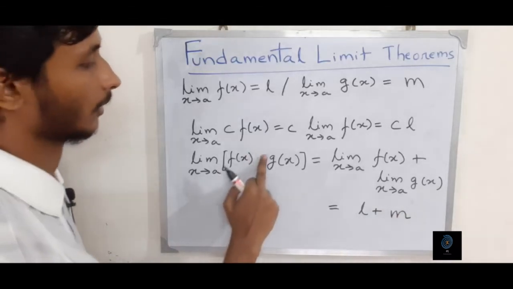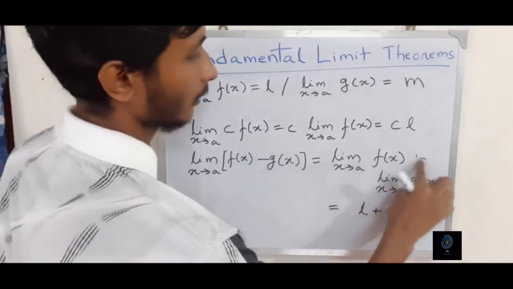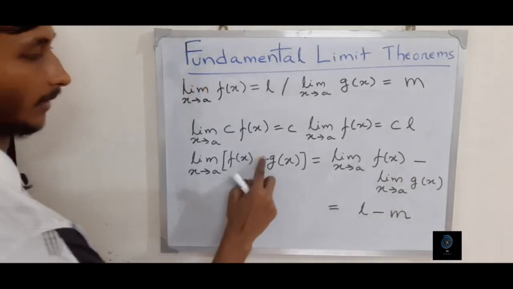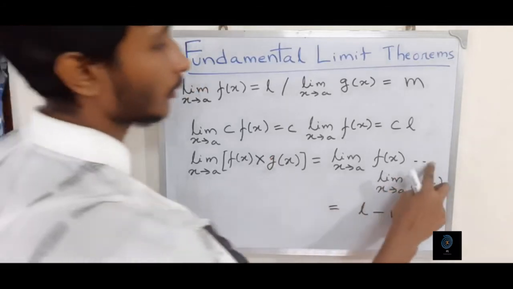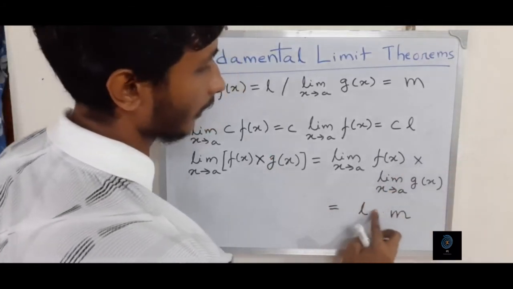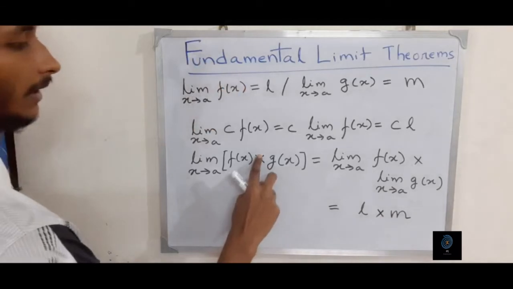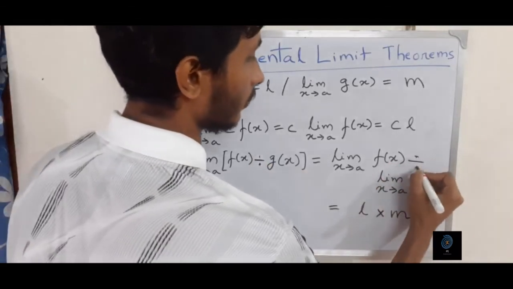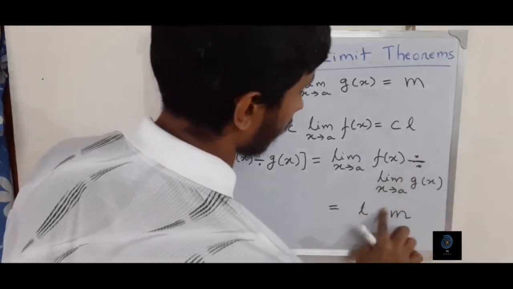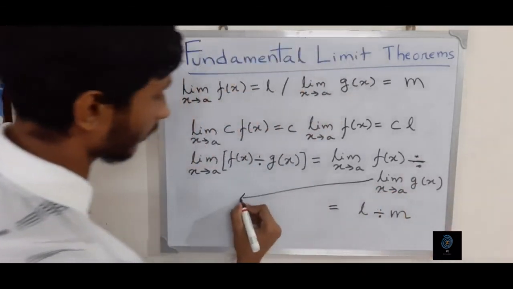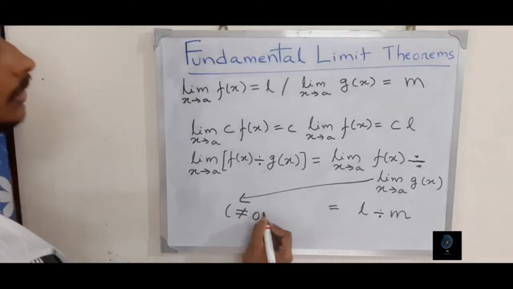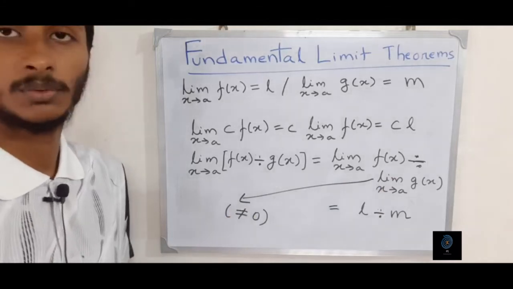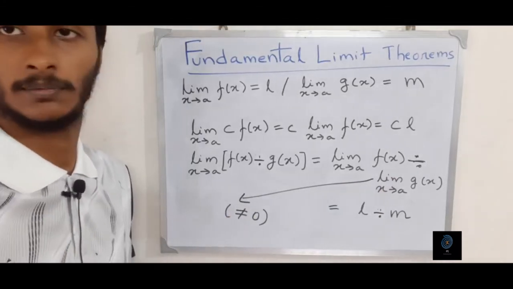Similarly, we can do this for subtraction also. Limit f(x) minus g(x) will be limit f(x) minus limit g(x), and this will be L minus M. Similarly, we can do this for multiplication also. We can separately calculate the limits and then multiply, and we can do this for division also, but there is one constraint or one condition for division, that is this limit must be not equal to 0. If this limit is equal to 0, then the value of this limit will be undefined or indeterminate.